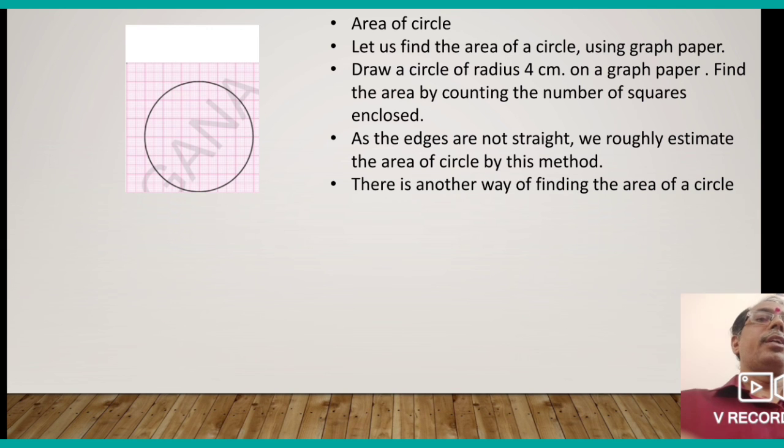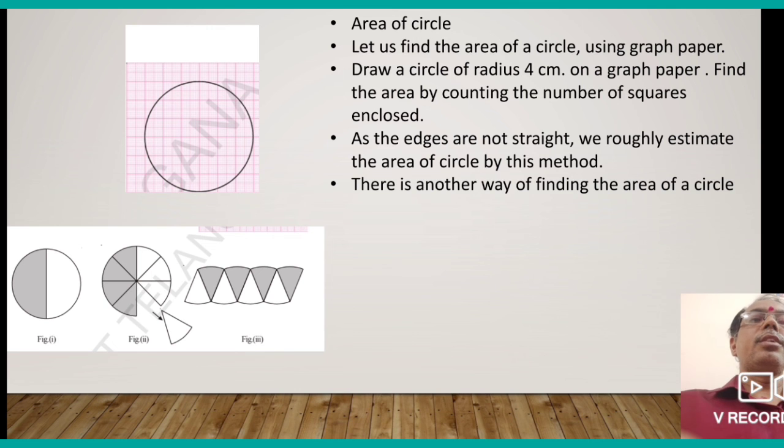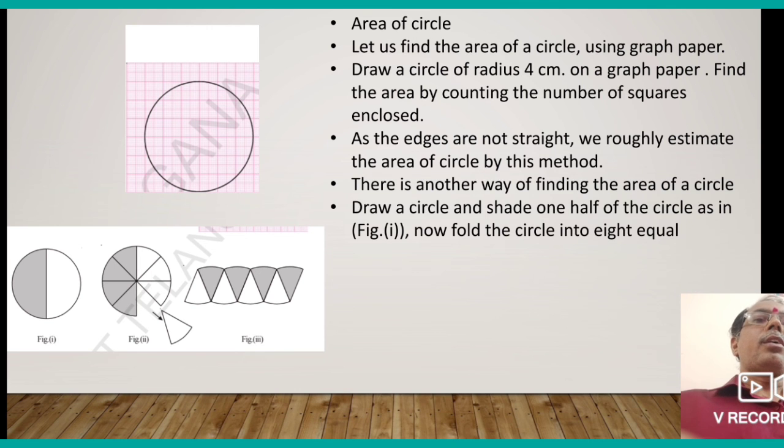Now there is another way of finding the area of a circle. Very interesting. See this, here we have 3 figures. Draw a circle and shade half of the circle as shown in figure 1. Now fold the circle into 8 equal parts. Okay, children. And then cut along the folds as shown in the figure. After folding, unfold it again and cut each part along the folds. Then we get 4 unshaded sectors and 4 shaded sectors.